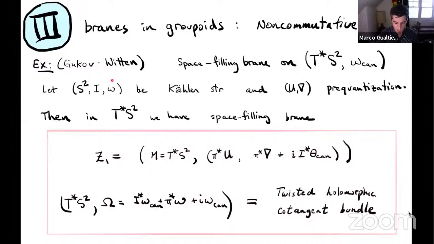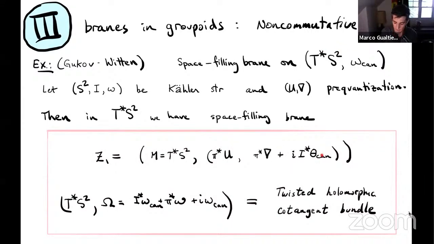Suppose that we choose a Kähler structure on the S2, and we pre-quantize it to a line bundle, which is normally called O(1), with the Fubini-Study symplectic form. Then this gives us, by the construction that I outlined before, a space-filling brane. What does it look like? Well, it's supported on the whole manifold, T*S2. It has a line bundle. The Hermitian line bundle is just the pullback of the pre-quantum line bundle. And the Hermitian connection will be the pullback of this Chern connection plus this correction term coming from the complex structure applied to the canonical one-form on the cotangent bundle.